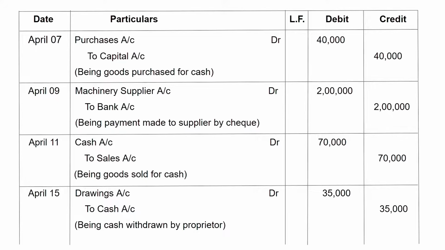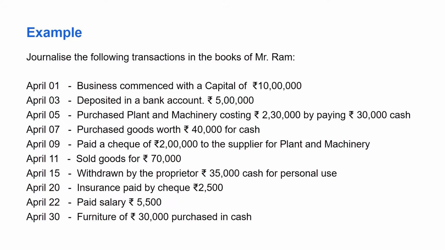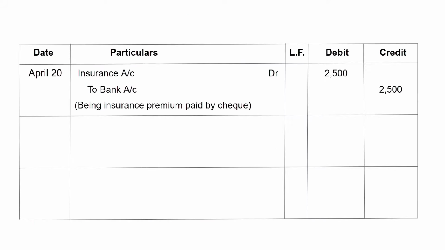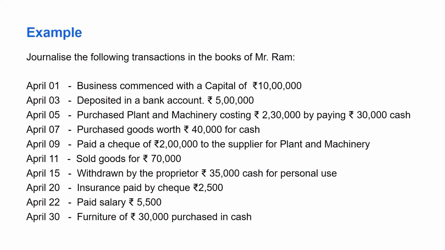And the next transaction is April 20, insurance paid by check 2,500. Here the two accounts are insurance account and bank account. Bank account because it is paid by check. So insurance account, it is nominal account and it is expenses for the business. So debit all expenses. And we paid by check. So bank account. Bank is a personal account. Bank balance reduces. So credit the giver. So we record it as April 20th, insurance account debit 2,500 to bank account 2,500, being insurance premium paid by check.